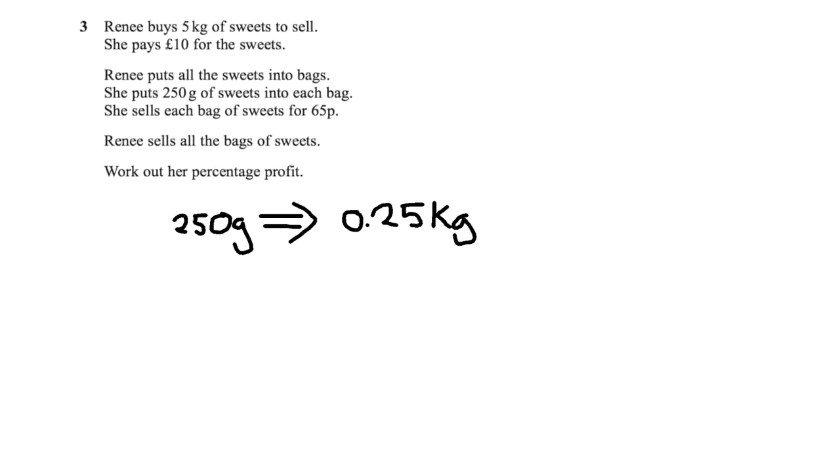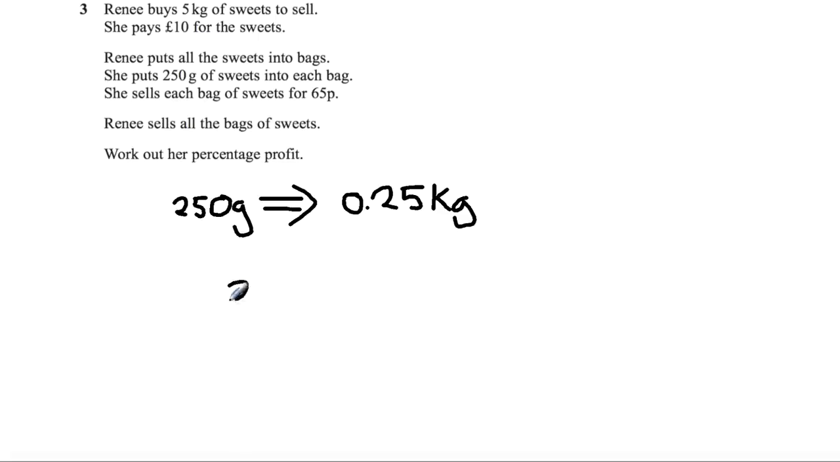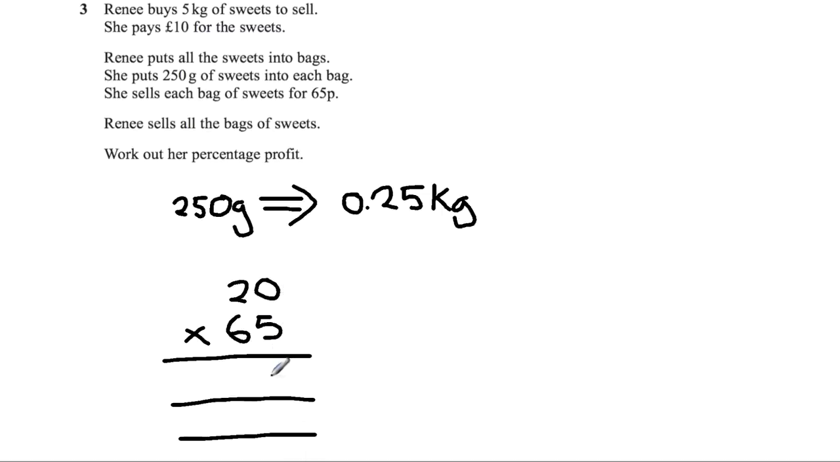Renee sells each bag for 65p. So we're going to multiply 20 by 65p. I'll put the decimal place at the end. So just going to multiply that out. 5 times 0, 0. 5 times 2, 10. Put the placeholder here. 6 times 0, 0. 6 times 2 is 12. Now I'm just going to add them up together.